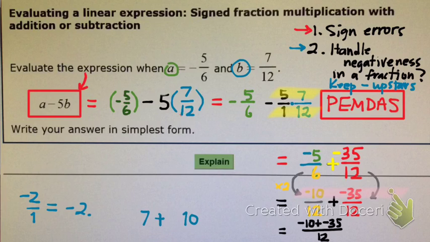Negative 45. I agree. So that's the right answer. What are some of the wrong answers that you could imagine coming up with for that? 45, that's one. Why might you come up with positive 45? What might be going through your mind there?